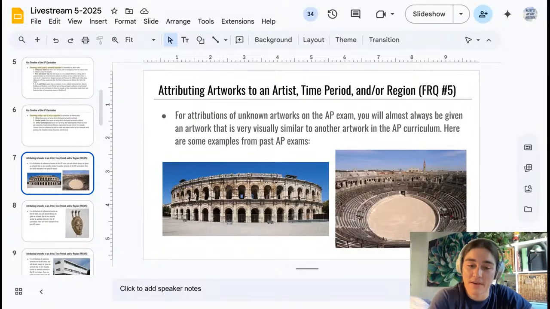Yes, the Colosseum or the Flavian Amphitheater, right? Which is 72 to 80 CE, if I remember correctly. It was built in 8 years. I actually went to the Colosseum back in April.